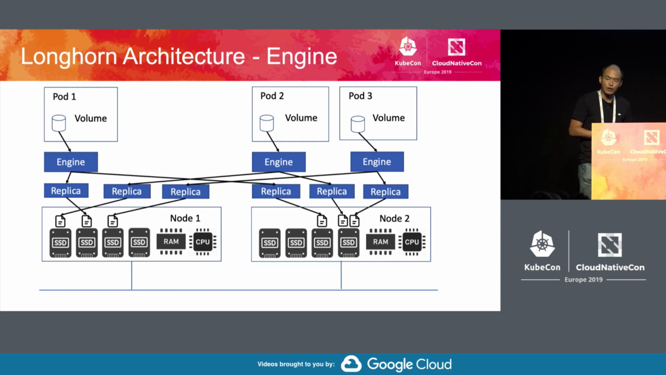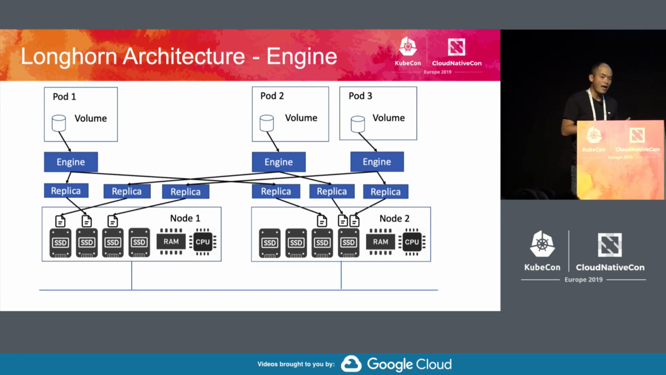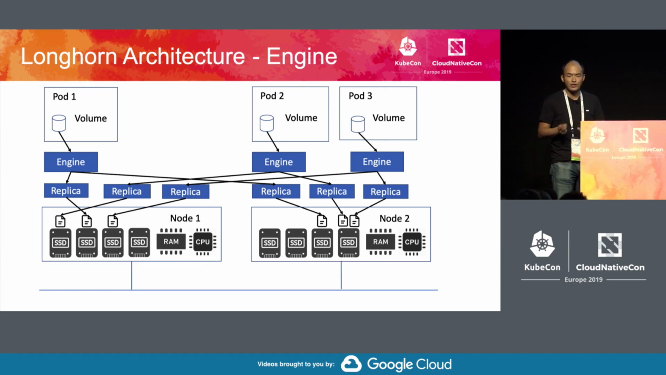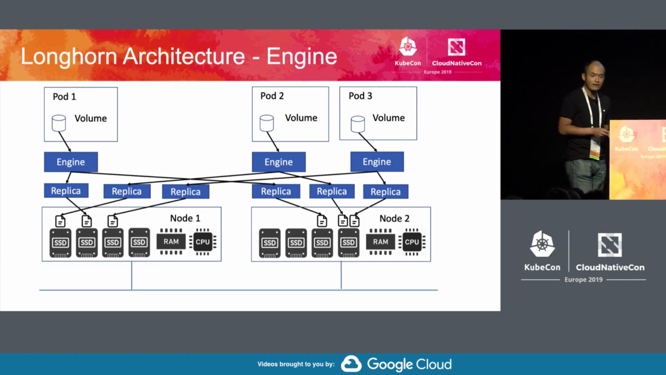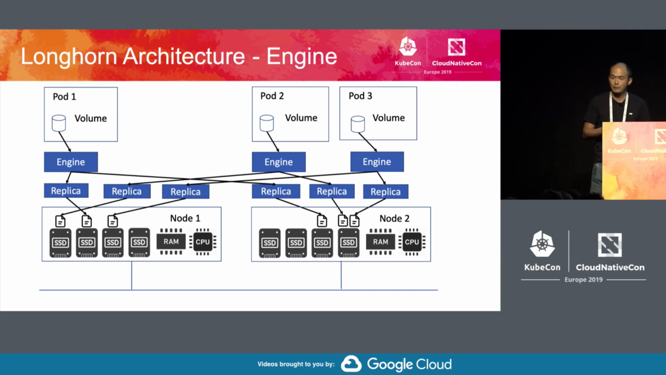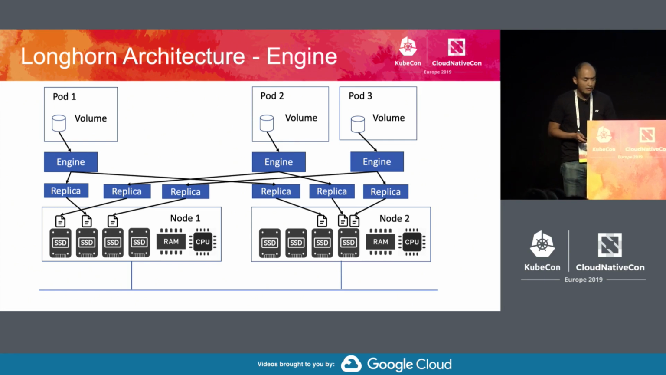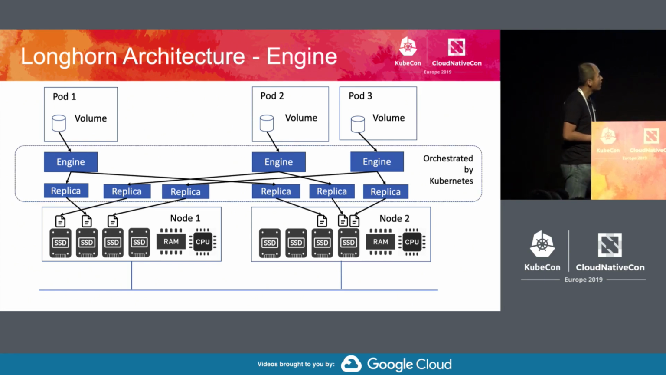So in fact, this approach has a very desirable effect: the data path of each volume is isolated from each other. If one volume goes down for whatever reason, there's no reason for other volumes to be affected as well, because the data path is completely separate and doesn't interact with each other. But now we have a question. How can we manage all these engines and replicas? They're managed by Kubernetes.